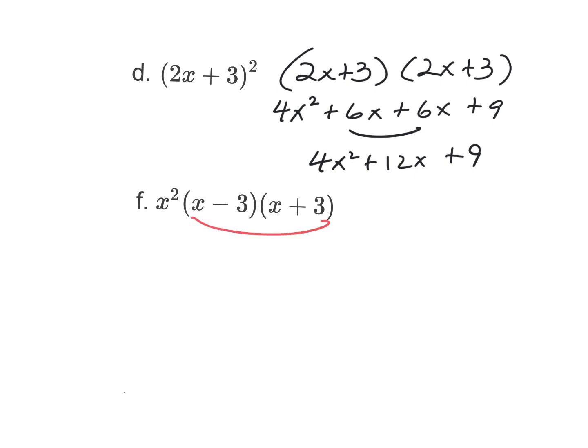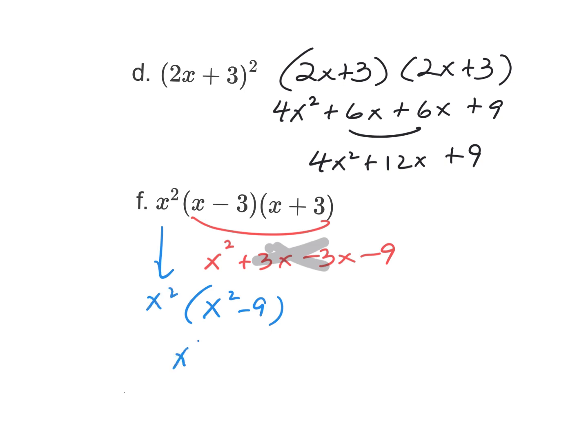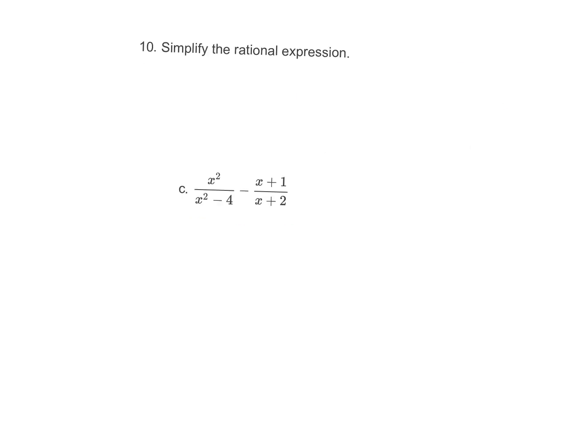So I'm going to go ahead and multiply, and I'm going to FOIL these 2 because this is going to end up turning into the difference of 2 squares. And then I'll go ahead and distribute the x squared. So once I FOIL this, it ends up being x squared plus 3x minus 3x minus 9. Notice the middle terms, they cancel out. So then you're just left with x squared minus 9. And then now you can distribute the x squared, and then you get x to the 4th minus 9x squared. And you're done.